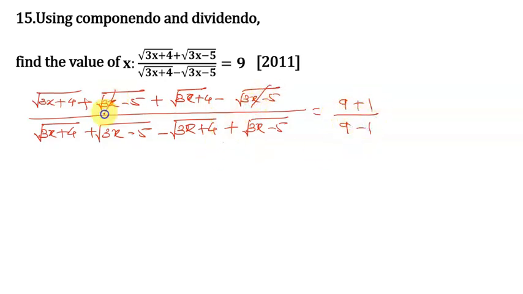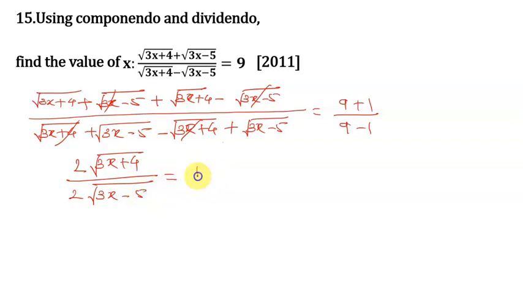Here these two terms get cancelled, and the next two terms get cancelled. If we add the numerator, then you will have 2 root 3x plus 4 upon 2 root 3x minus 5, and that equals 10 upon 8. If we simplify it, then you will have 5 upon 4. Again here the 2s get cancelled.